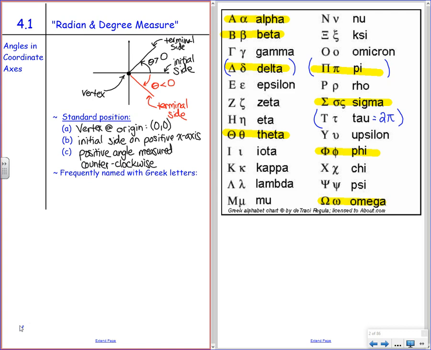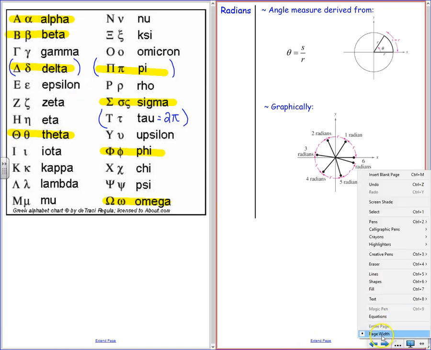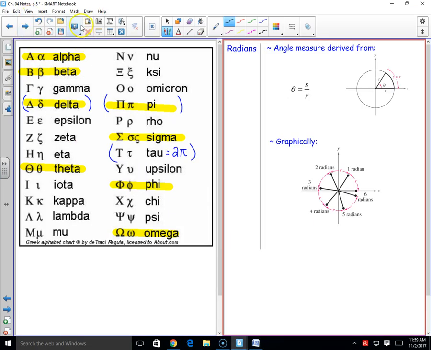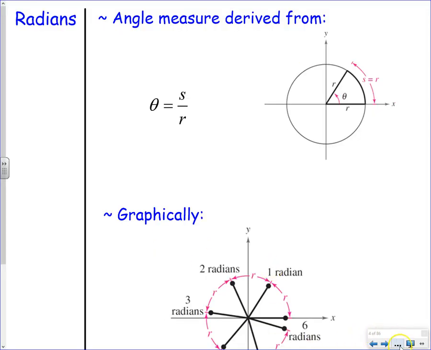I think that's pretty much all the basics about an angle, like how it gets drawn, initial and terminal sides, beginnings, endings, and how they rotate. Let's talk about this thing called radians. Let me get back to a single page.